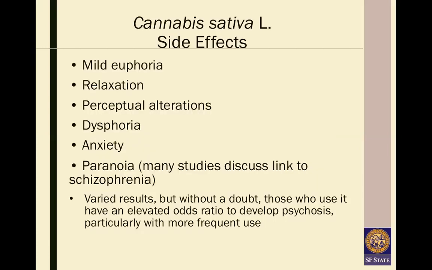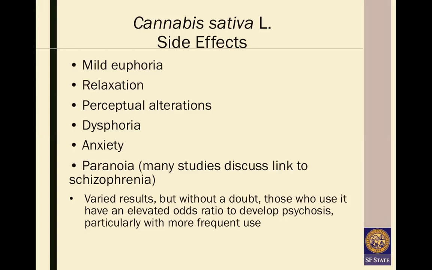Now, what are the side effects that you may see in the sativa? You may have mild euphoria, relaxation, perceptual alterations, dysphoria, anxiety, paranoia. But the paranoia and anxieties are usually linked to patients who may have already had schizophrenia. So there is variation. And like I said, there are not a lot of studies out there, but these are some of the side effects.